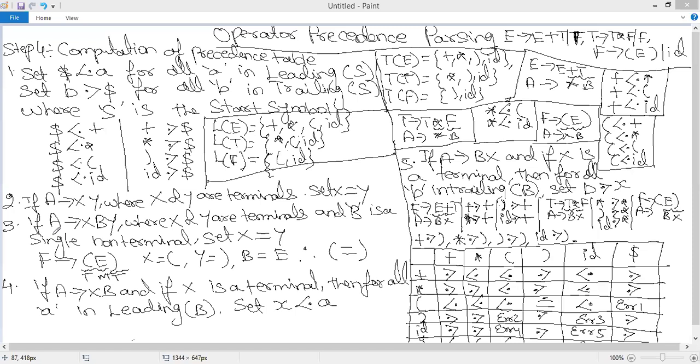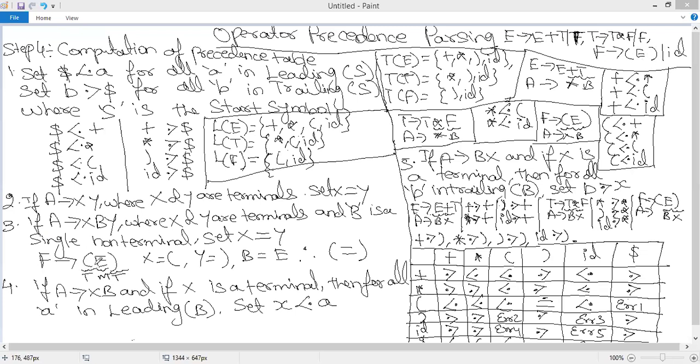If A tends to X B Y, where X and Y are terminals and B is a single non-terminal, then in such a case we have to set X equal to Y. We have a production rule in this format, that is F tends to open parenthesis E close parenthesis.